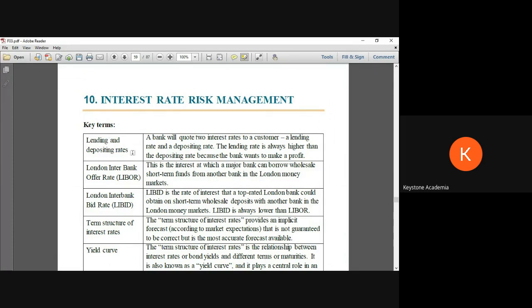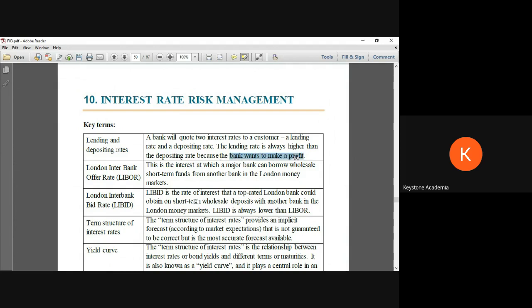Lending and depositing rates. A bank will quote two interest rates to customers, a lending rate and a depositing rate. So when I'm depositing, let's say on behalf of DAISTRUK, we'll get less interest. And when they are lending to us, then we have to pay higher interest. Why? Because they want to make profit. Simple as that.